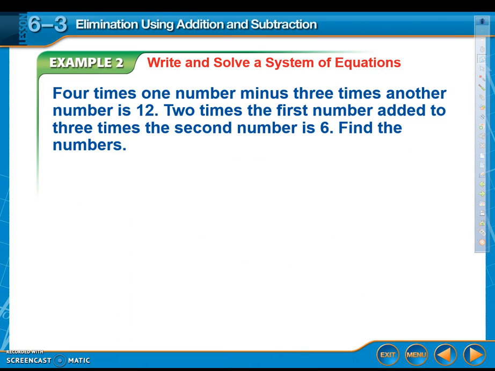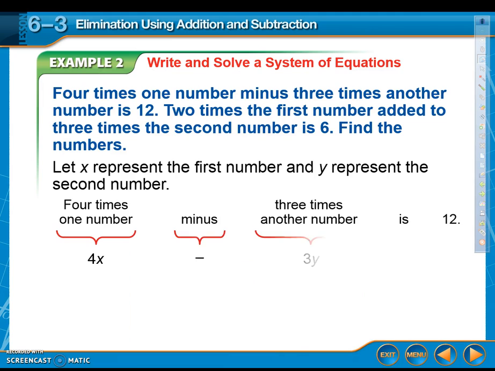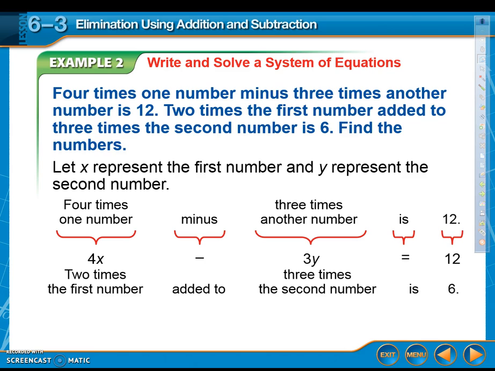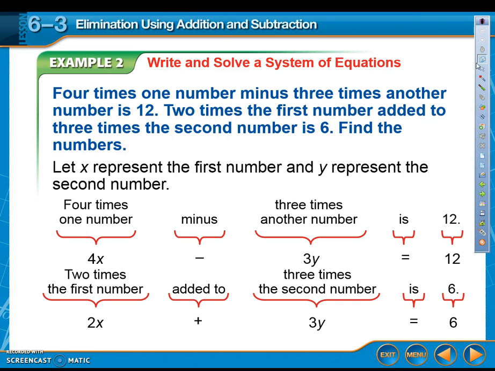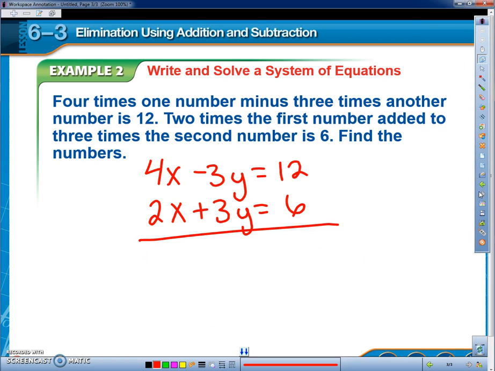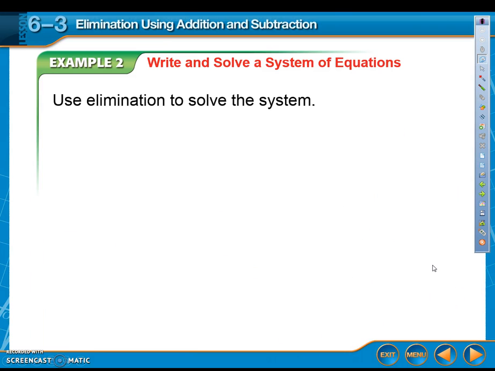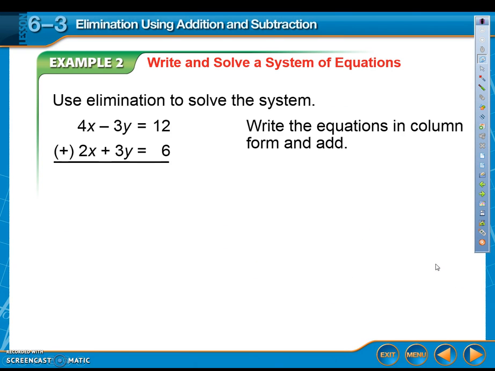All right, guys, I'm going to cheat, and I'm just going to run through these right here. Let's see, 4x minus 3y equals 12. 2x plus 3y equals 6. Let's see how I did. I did all right on that one, I think. Okay. All right, so we're going to use elimination to solve it. We're going to add these together. What are we going to get rid of? We're going to get rid of the y's.